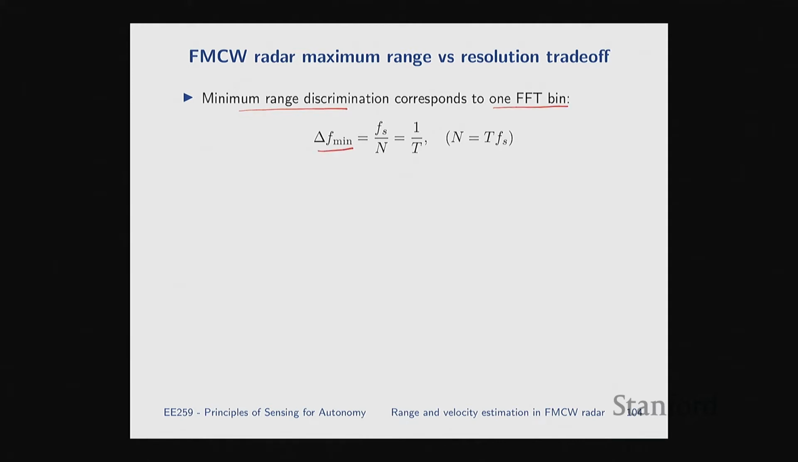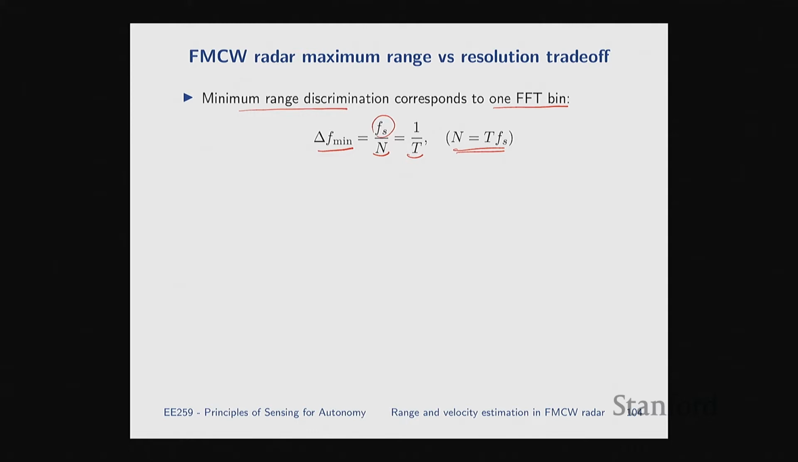So what is the frequency for 1 FFT bin? That's just your sampling rate, Fs, divided by the total number of points in your FFT, which is also equal to 1 over T, where T is, remember, the chirp duration in seconds, because you have this relationship between the number of samples, the chirp duration, and the sampling rate.